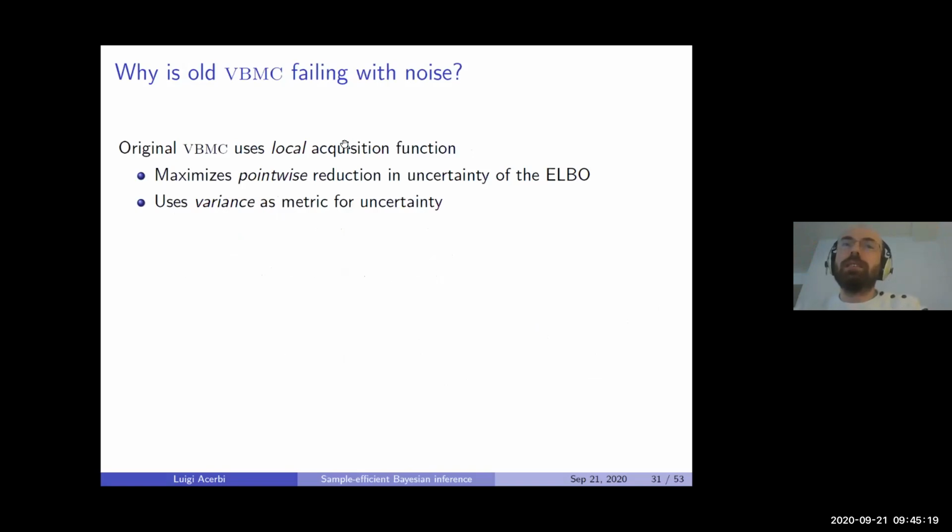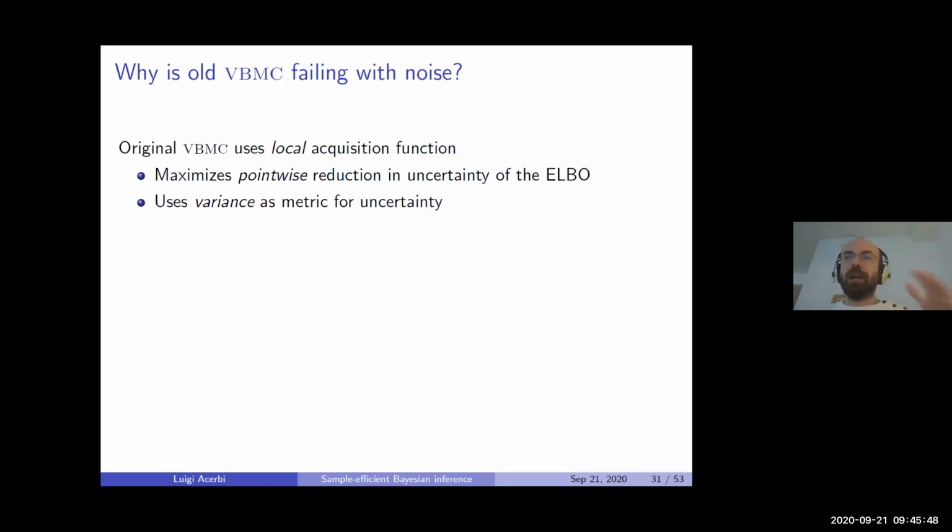So, why is this failing? The reason is that the previous version of VPMC uses an acquisition function to pick new points. The acquisition function in VPMC maximizes the point-wise reduction in uncertainty of the ELBO. It just looks at single points that, if you sample from them, reduce the variance locally, exactly where you sample, and it uses the variance as a metric for uncertainty.